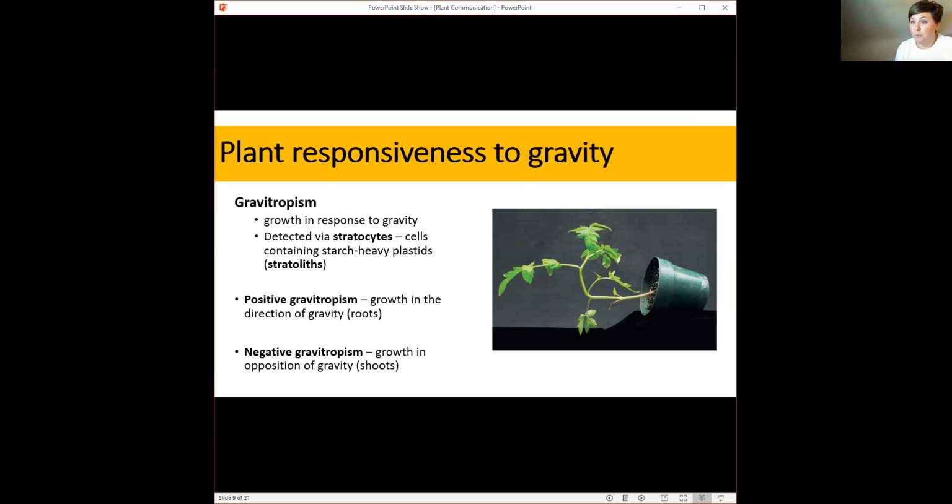Stratocytes are very responsive to gravity. In fact, if you knock a plant over, like seen in this picture, the shoots of the plant will change shape to enable them to grow upward, negative gravitropism, and the roots of the plant will actually change shape to grow downward, which is positive gravitropism.